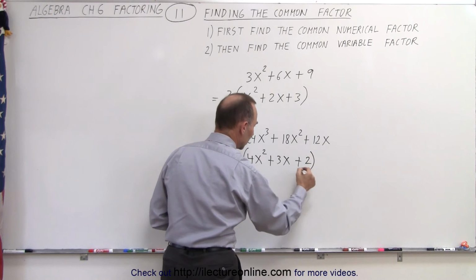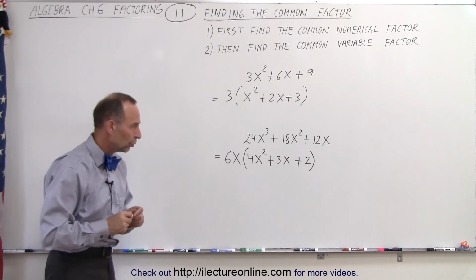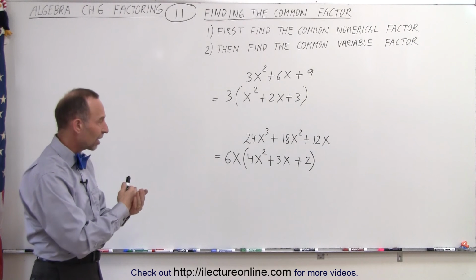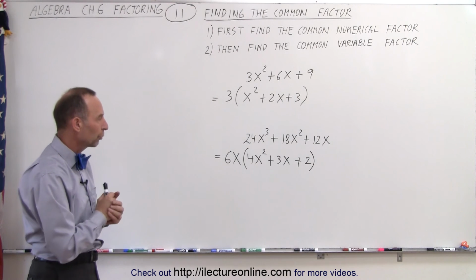So simply 2 would be the only factor left on the third term. And so I've pulled out the 6 that's common and the x that's common for all three terms.